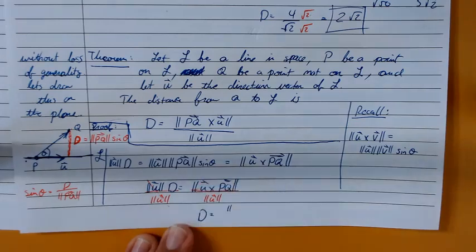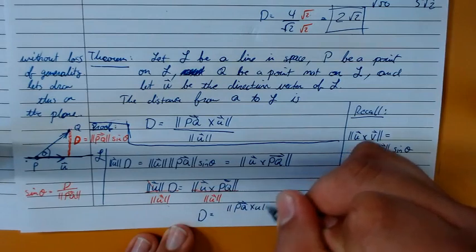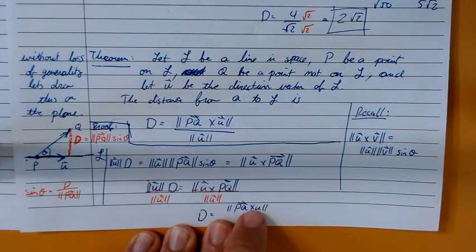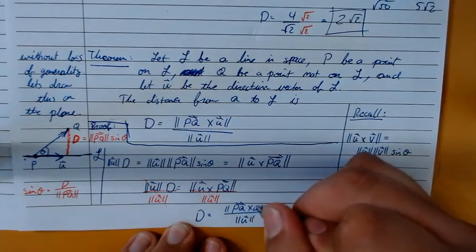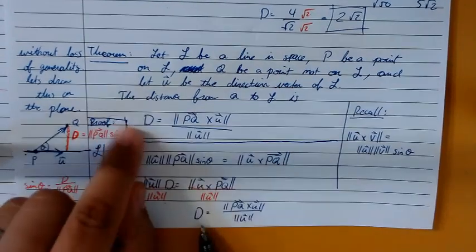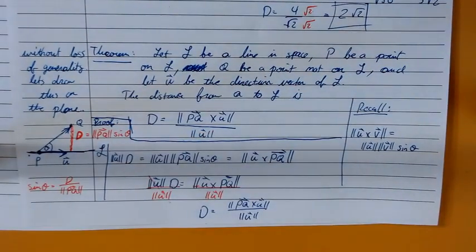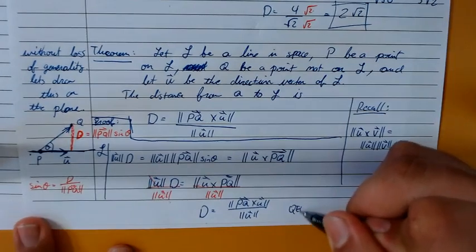So here I can just flip that around. So here that's the magnitude of PQ cross U. Without the magnitudes, I cannot flip those around. These are not equal to each other, but their magnitudes are equal. And there's our result. The distance is equal to the magnitude of the cross product of PQ with U divided by the magnitude of U. My apologies, that one is a little disorganized here. So that's the end of our proof.